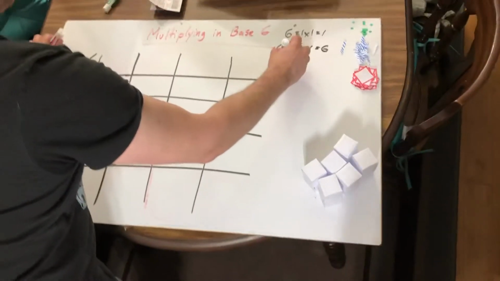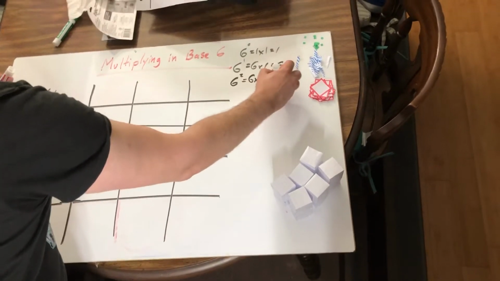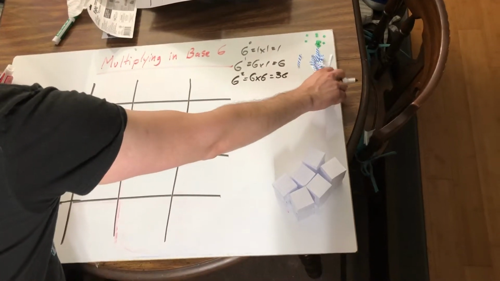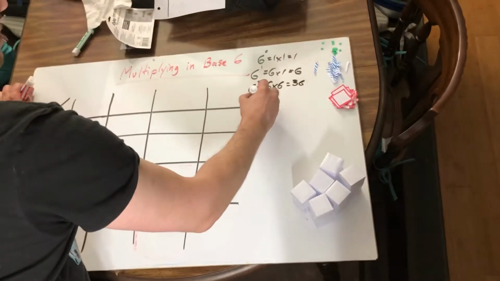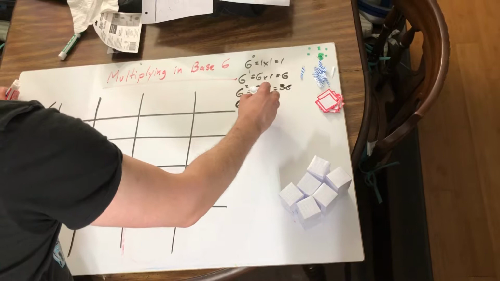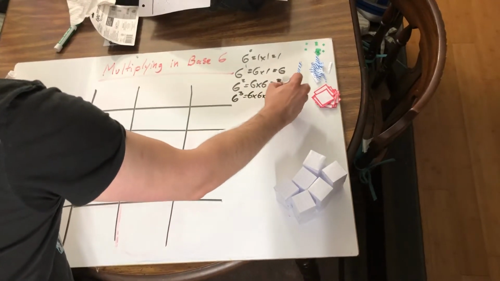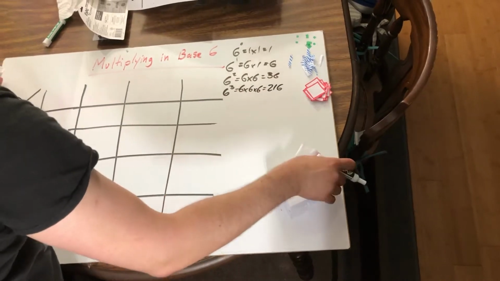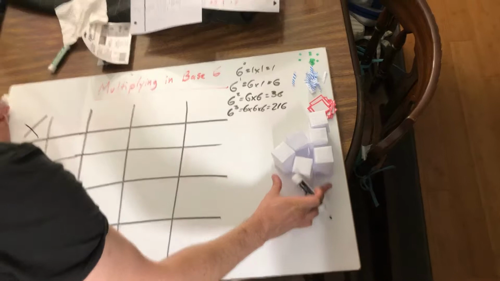Next one is going to be 6 to the power 2, which is essentially 6 times 6, which will be 36, which is going to be represented by these red squares, which are 6 by 6, which is 36. Lastly is going to be 6 to the power 3, which is 6 times 6 times 6, which I do believe is 216, which is going to be a three-dimensional shape, which is going to be represented by the 6 by 6 by 6 cubes.